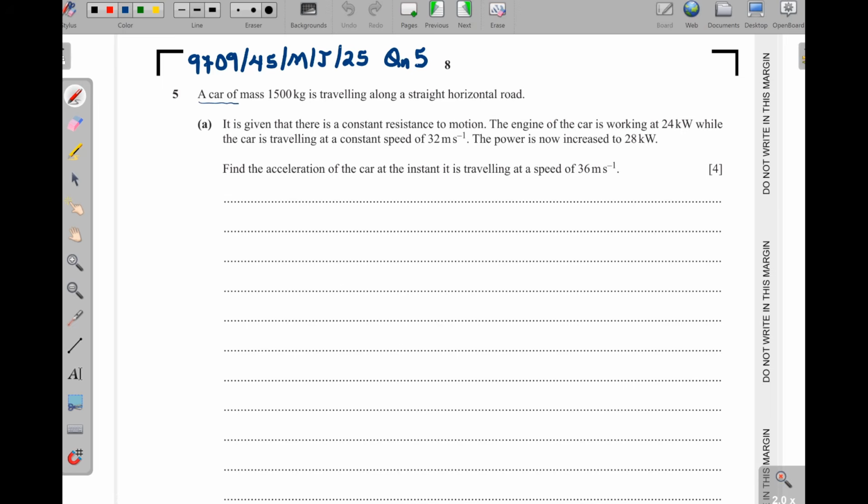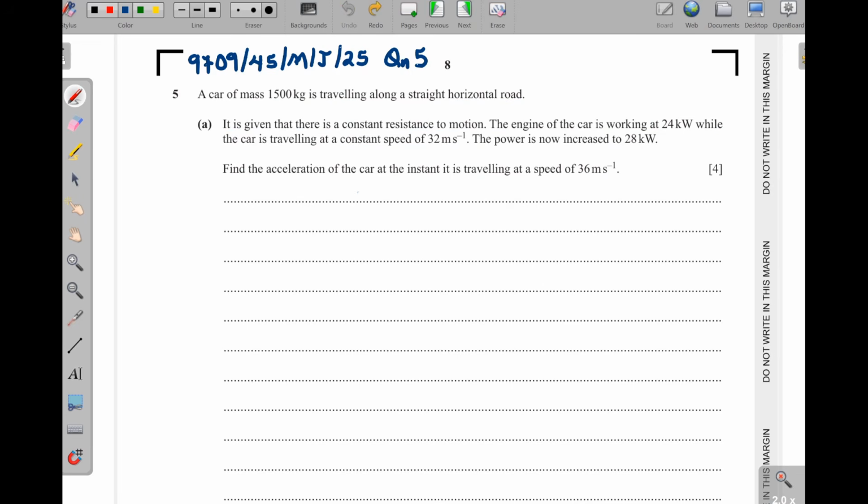Question 5, a car of mass 1,500 kilograms is traveling along a straight horizontal road. Part A, it is given that there is a constant resistance to motion. The engine of the car is working at 24 kilowatts while the car is traveling at a constant speed of 32 meters per second. The power is now increased to 28 kilowatts. Find the acceleration of the car at the instant it is traveling at a speed of 36 meters per second.